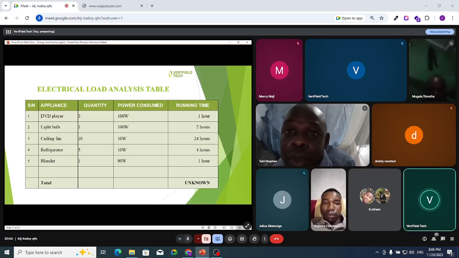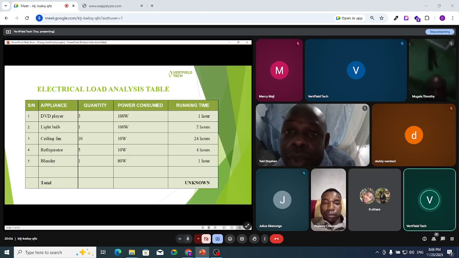Now the technique in this is that we are going to apply that formula for each of these 5 appliances. That is to say, we'll get the energy consumed by the DVD player, the light bulb, the ceiling fan, the refrigerator, and the blender, and then we sum it up. That is to say, we add everything together to give us the total energy consumption. Let us get into it.